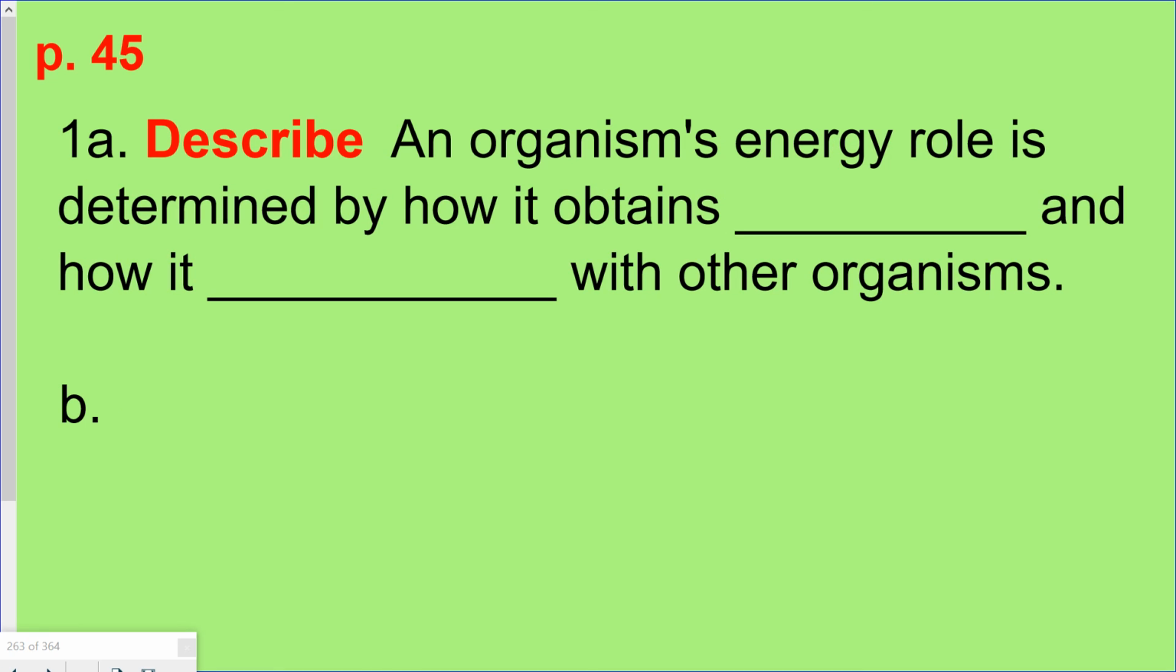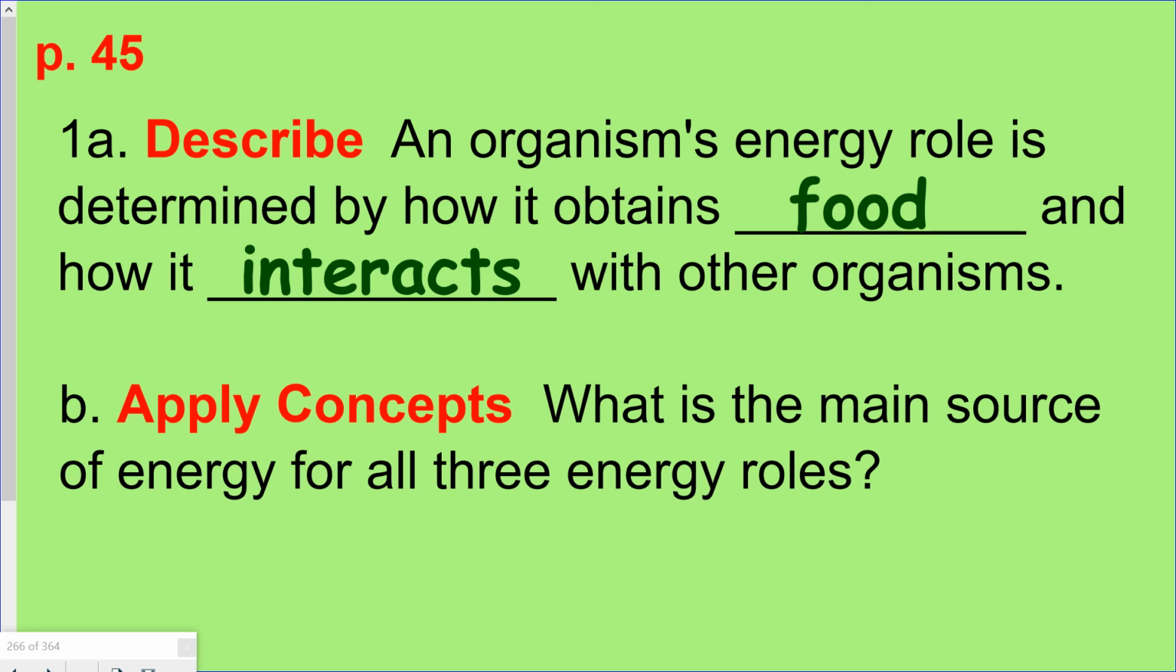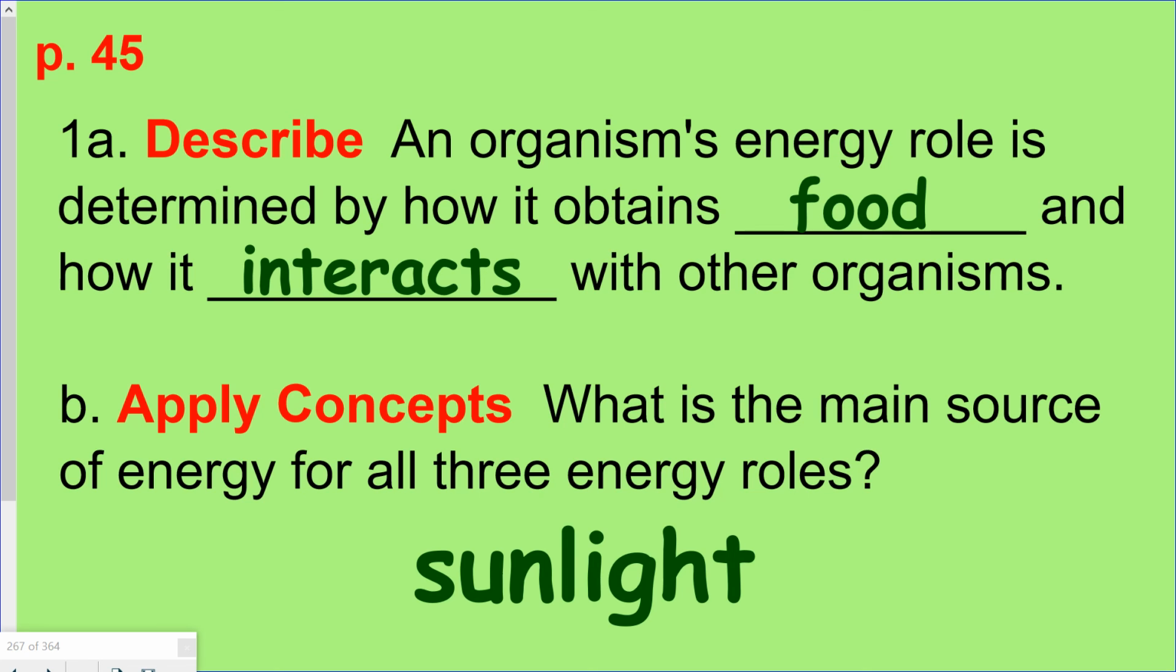All right, so we'll finish with these two questions. On page 45, it says to describe: an organism's energy role is determined by how it obtains blank and how it blank. That goes back to our first note, right? On page 43, how it attains food and how it interacts with other organisms. And then B says, what is the main source of energy for all three energy roles? I stressed it over and over and over again as I was going through this section, so hopefully you remember. That would be sunlight. So that is where we will stop this first video.